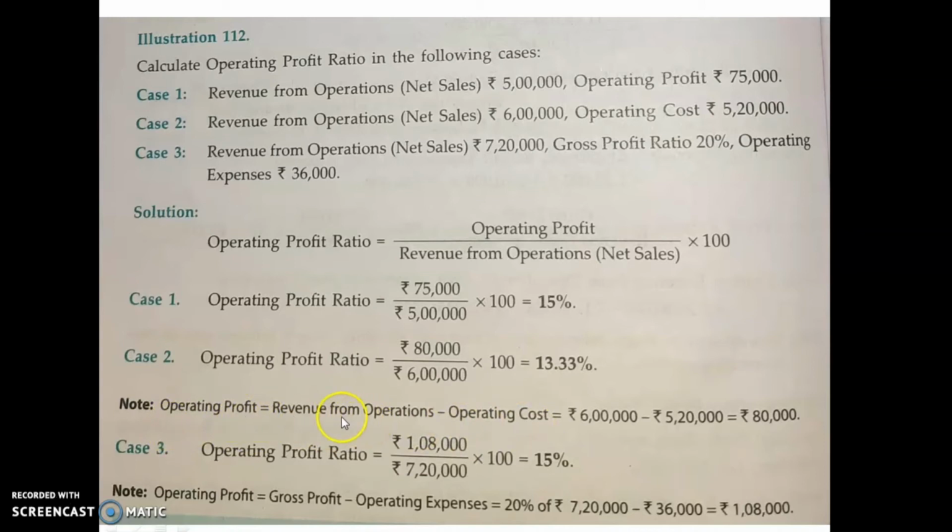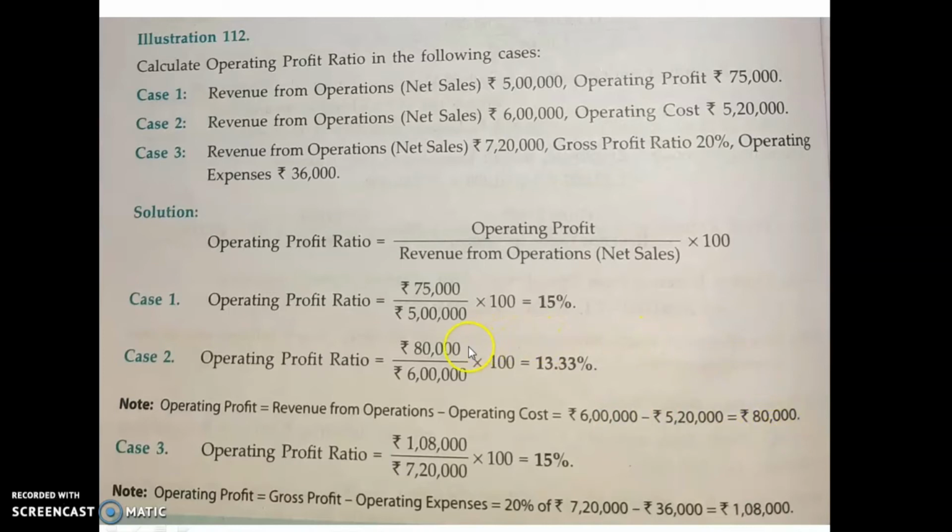Doing this, you will get operating profit. That is, sales minus cost will give you profit. So what is the sales amount? 6 lakh. Minus what is the cost, operating cost given to you? 5,20,000. When you subtract this, you will get operating profit 80,000.